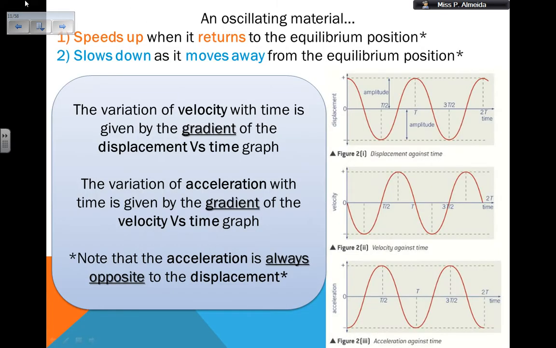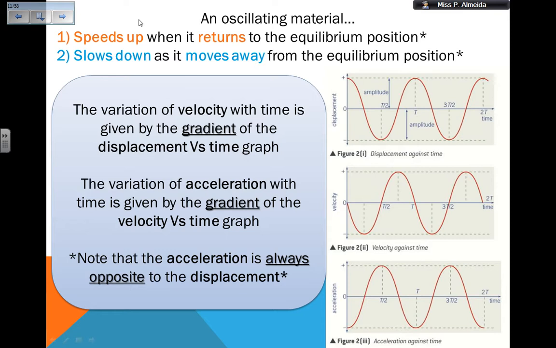Other things that I'm going to tell you. You have the oscillating object, right? It's always going back and forwards, passing through an equilibrium position. Any oscillating material is going to speed up as it returns to the equilibrium position, okay? And it slows down as it moves away from the equilibrium position.